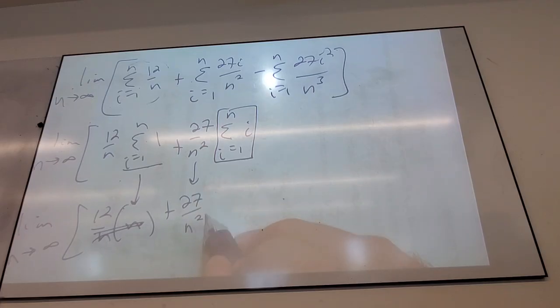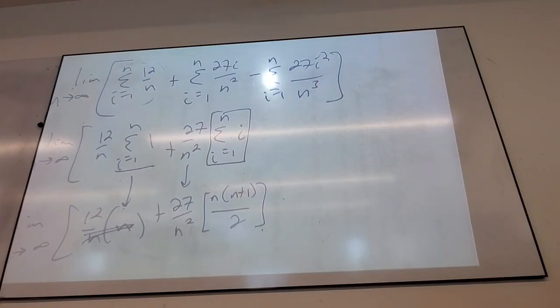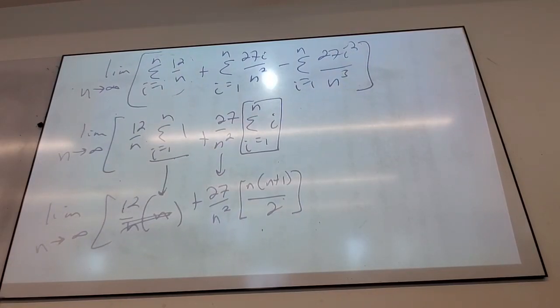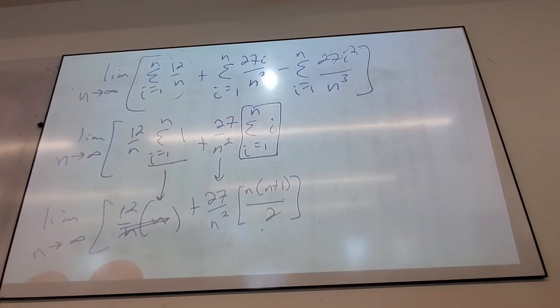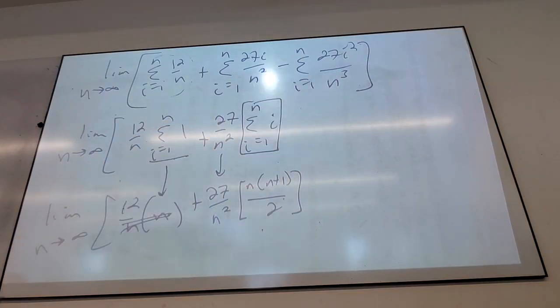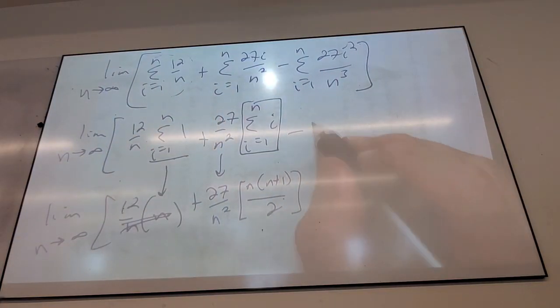Yeah, that's Gauss. I'm sorry, maybe I'll stop yelling. Okay, I'll get past it. Now what can come out of this one here? 27 over n cubed.